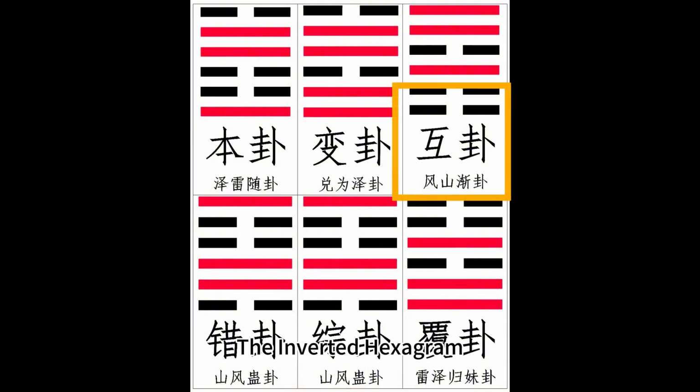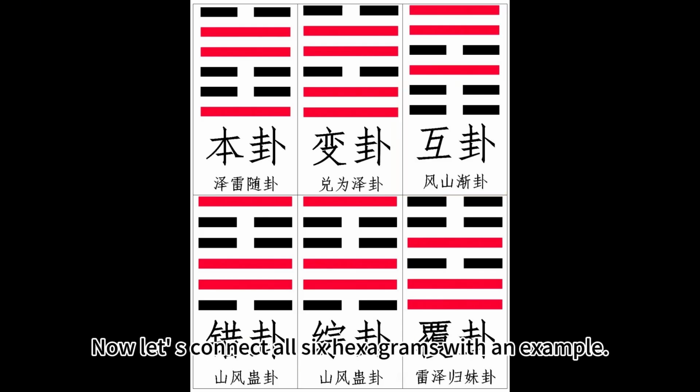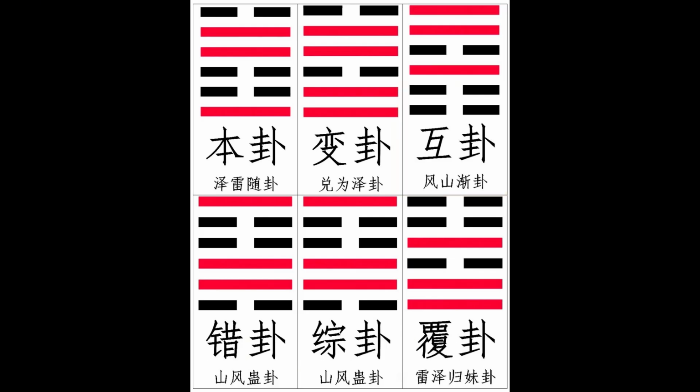The inverted hexagram. Finally, the inverted hexagram. This swaps the upper and lower trigrams. It represents the side effects or secondary consequences that may arise as the situation unfolds. Now let's connect all 6 hexagrams with an example.